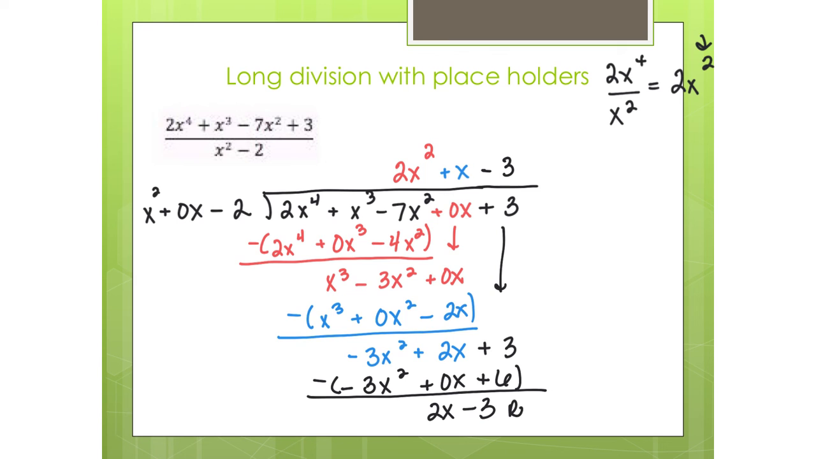Again, I have nothing left over. That last term is my remainder. So I write my final answer. That fourth degree function divided by the quadratic is 2x squared plus x minus 3. And then we write our remainder over the original divisor.